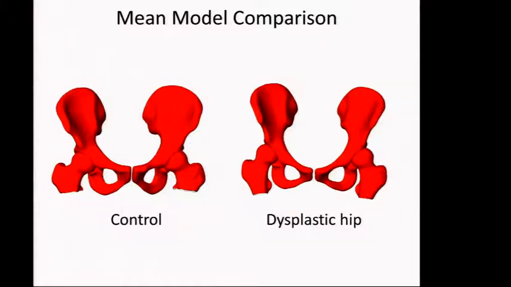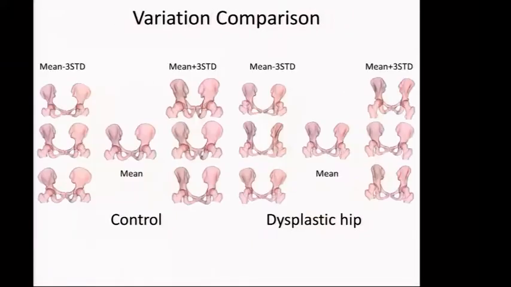Basically this first shows the mean model constructed from these two groups. This is the control group, the normal subjects. Probably you can say the coverage is normal, according to your experience. And here you see the dysplastic hip mean model. I think it also apparently shows this insufficient coverage. And this is the variation. Again, on the left side is the control group, and this is the dysplastic hip group. It's too small here, but later I will show you the animation.